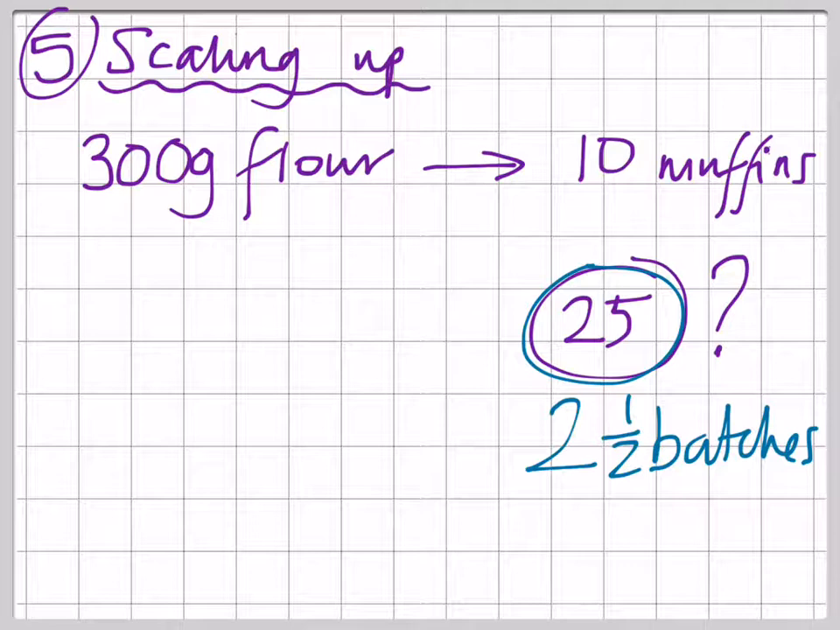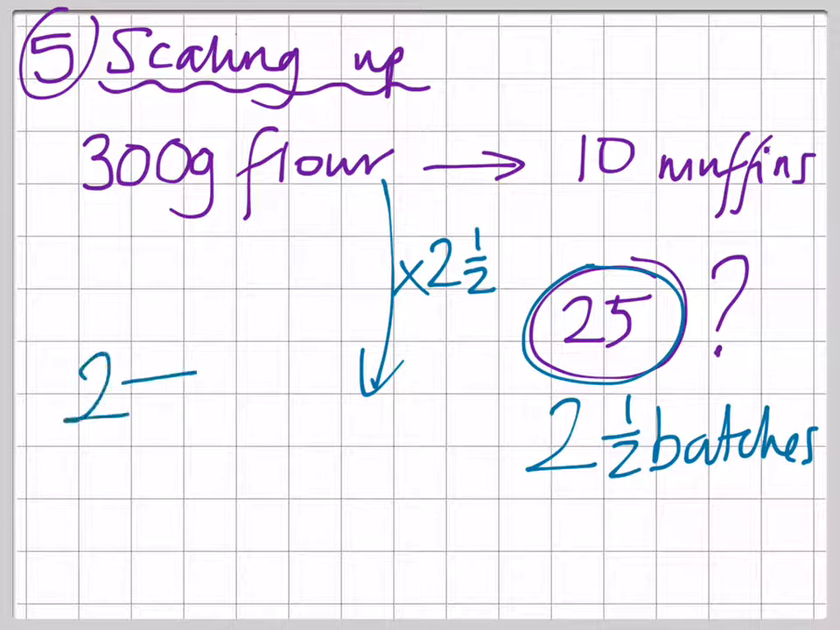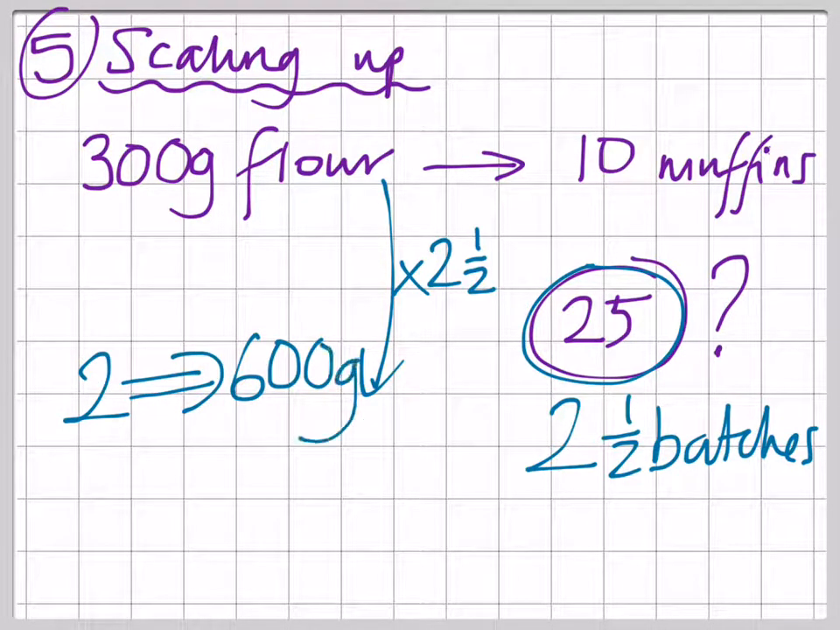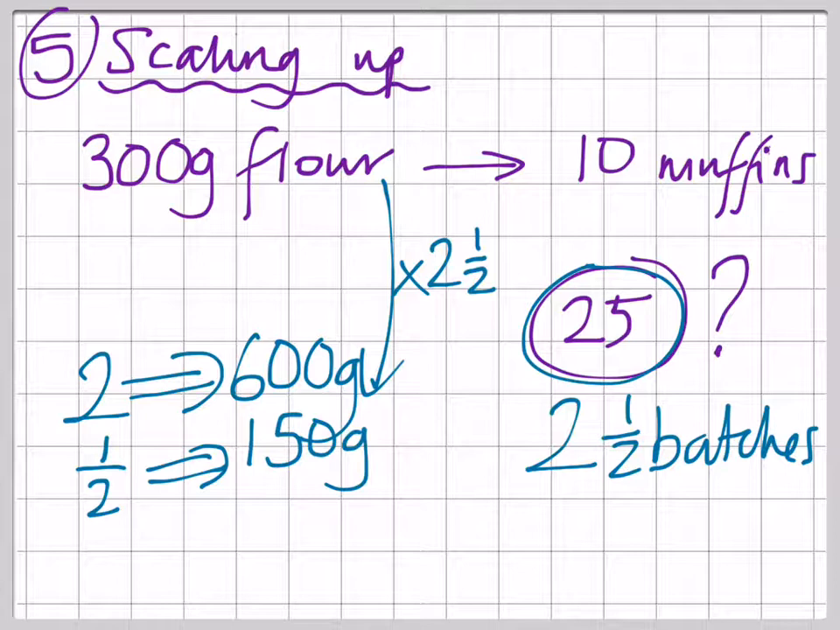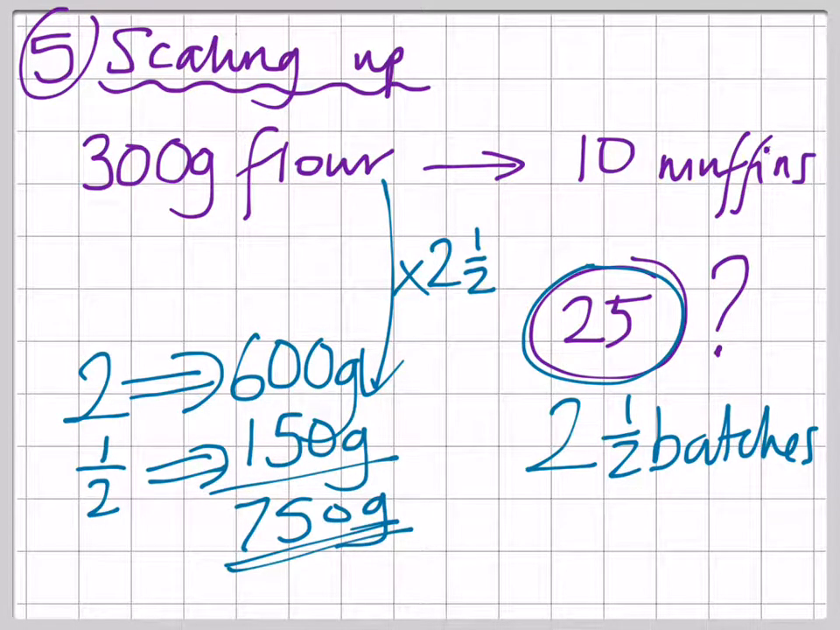If we need 2.5 batches of muffins, we need 2.5 batches of flour. So 2 batches of flour would be double 300 grams, which is 600 grams. A half a batch would be a half of 300, which is 150 grams. And that gives us 750 grams as our total amount of flour.